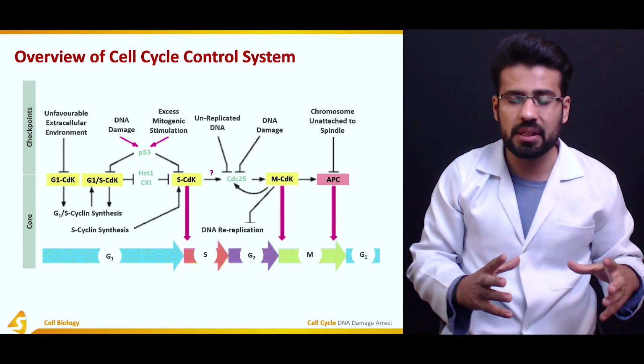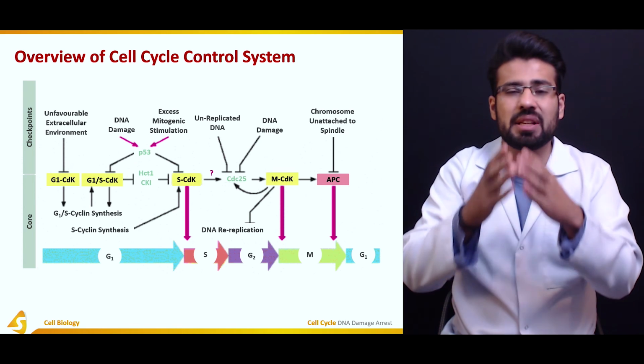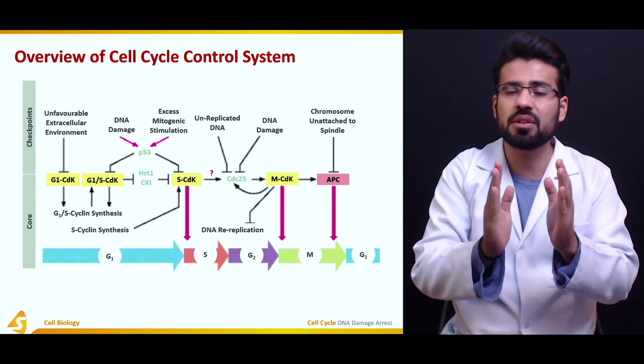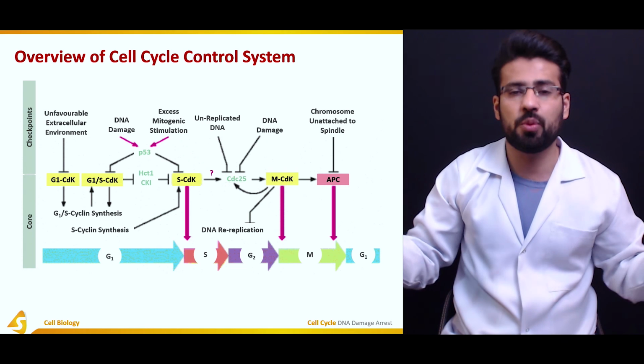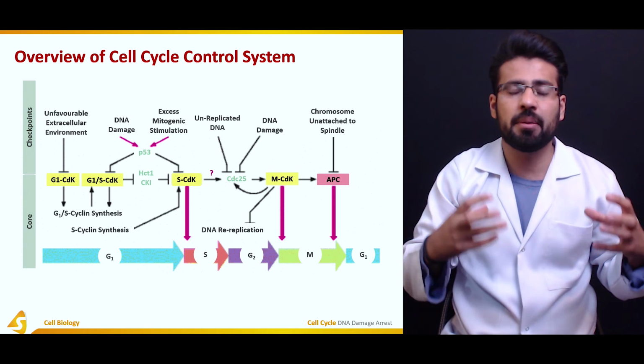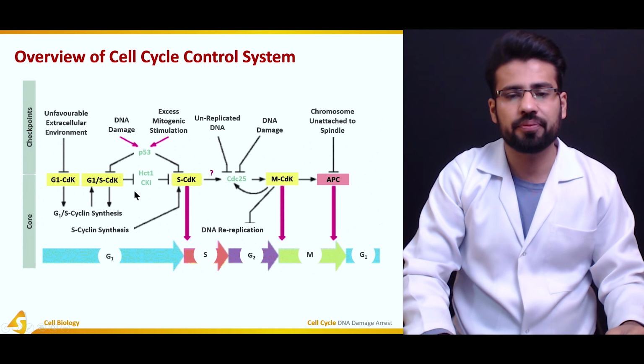Hence when APC isn't active, there won't be activation of the separase, which basically cuts the bridge between the two sister chromatids. Sister chromatids won't be able to migrate towards the opposite poles for the completion of telophase and the initiation of cytokinesis.